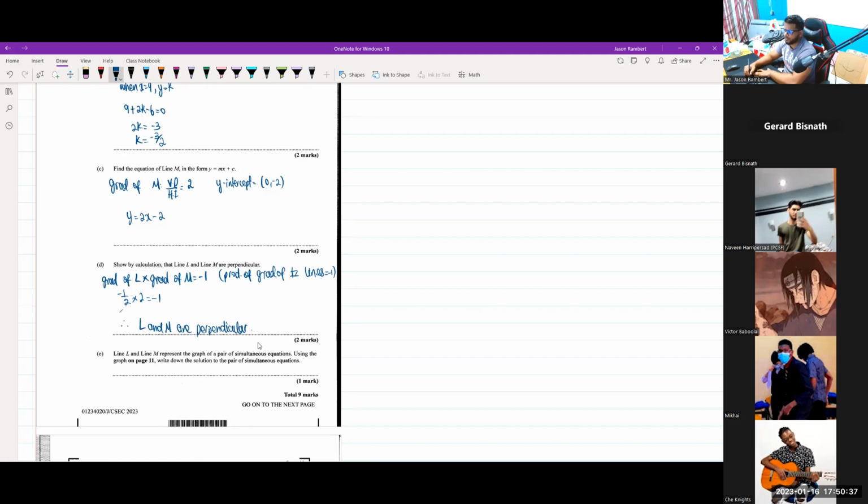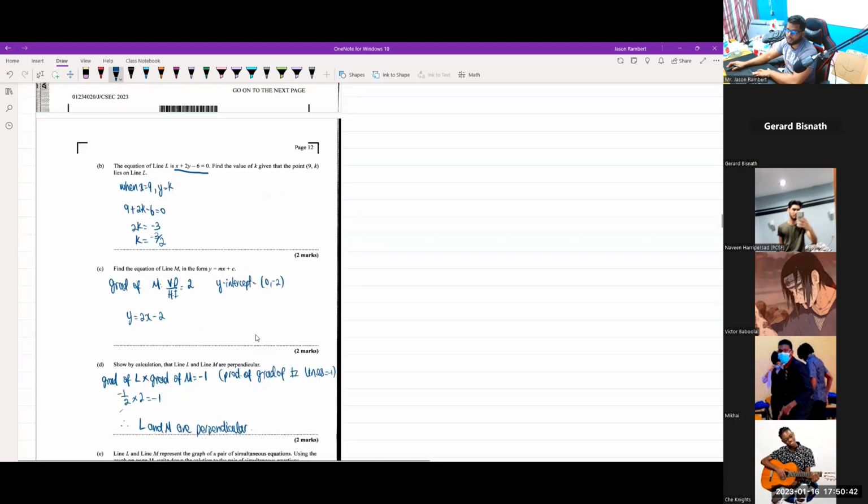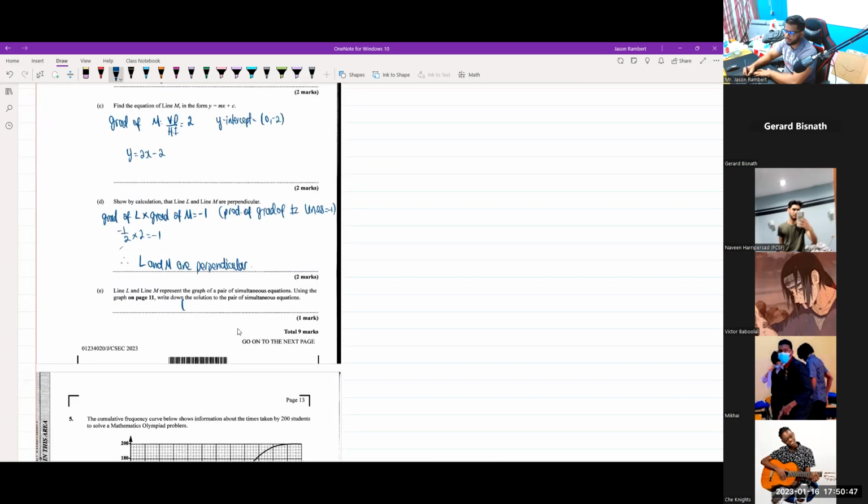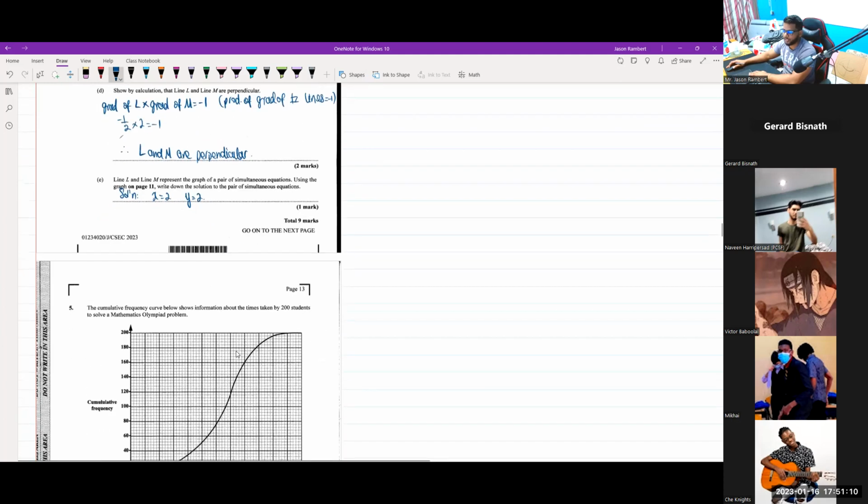And L and M represent a graph of a pair of simultaneous equations. Using the graph, write down the solutions. So the solutions will be where they intersect. 2, 2. Correct? Although write it down in coordinate form. The solution is going to be x is equal to 2 and y is equal to 2. That's going to be the solution. Understood?